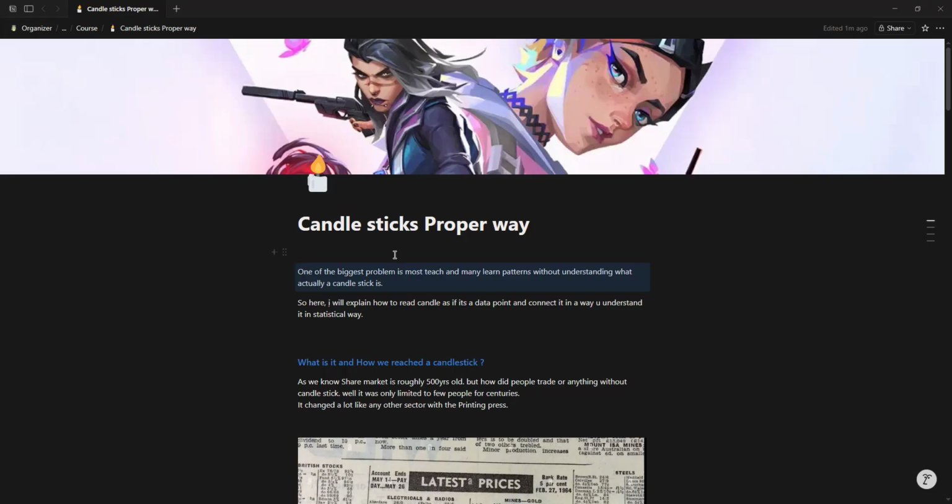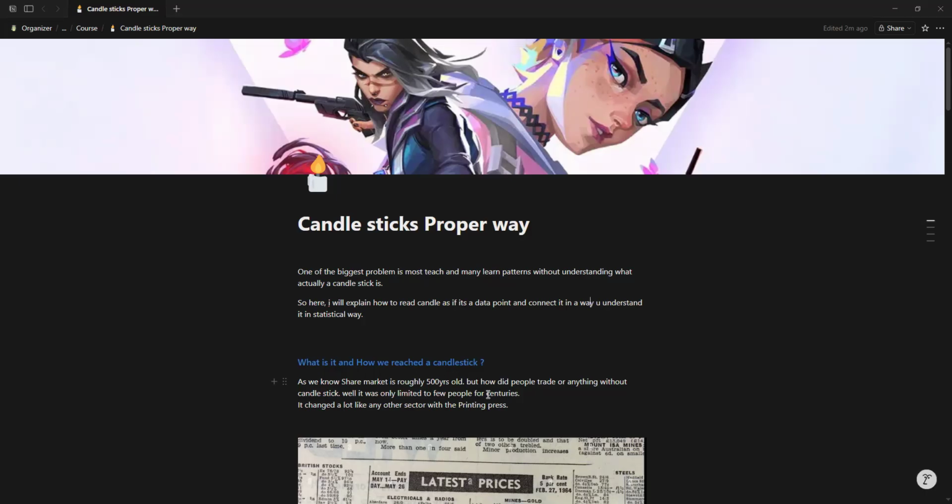One of the biggest problems is that most people teach and learn the patterns without understanding what an actual candlestick is. You have seen a lot of videos that talk about this candlestick pattern, that candlestick shape, but no one tries to understand what exactly it means. So I will try to break that down here. I will explain how to read a candlestick as a data point and connect it in a way you understand statistically. So what is it, and how did we reach the candlestick?